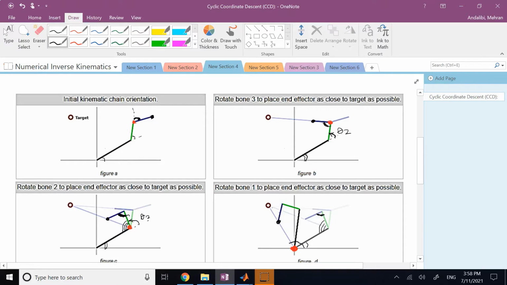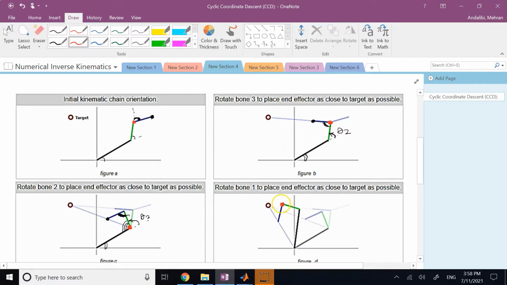Now in the next iteration, you repeat the process, right? So for example, I continue just one more here. So right now it is this guy here. This is my current configuration. Now go back to joint 3 again. Joint 3 is here.